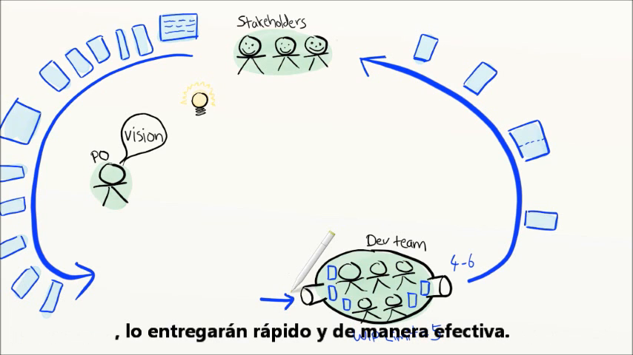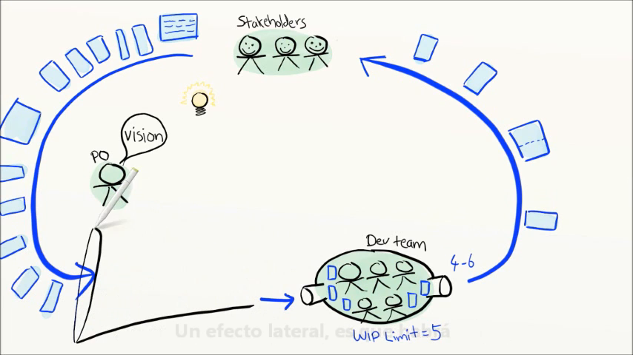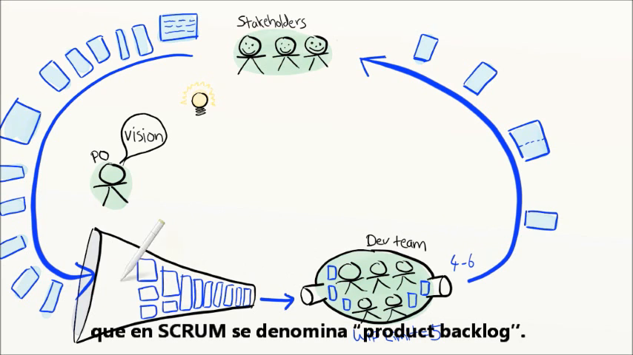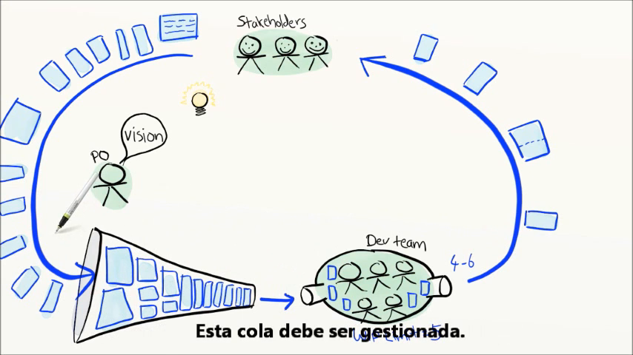Both of these approaches work fine, in the sense that the team will have just enough work to do and they'll be able to work fast and effectively. A side effect, though, is that there will be a queue forming in front of the team, and that queue in Scrum is called a product backlog. The queue needs to be managed.